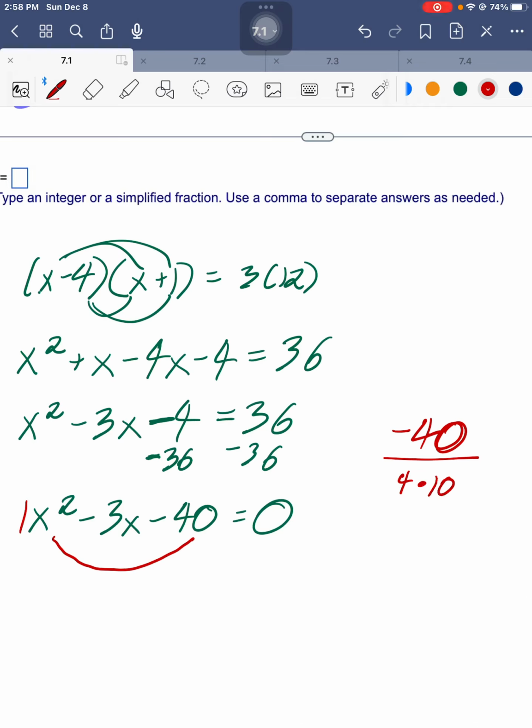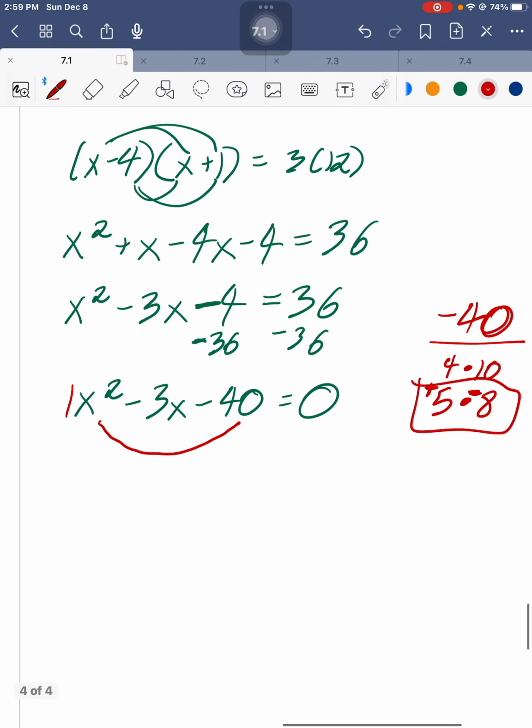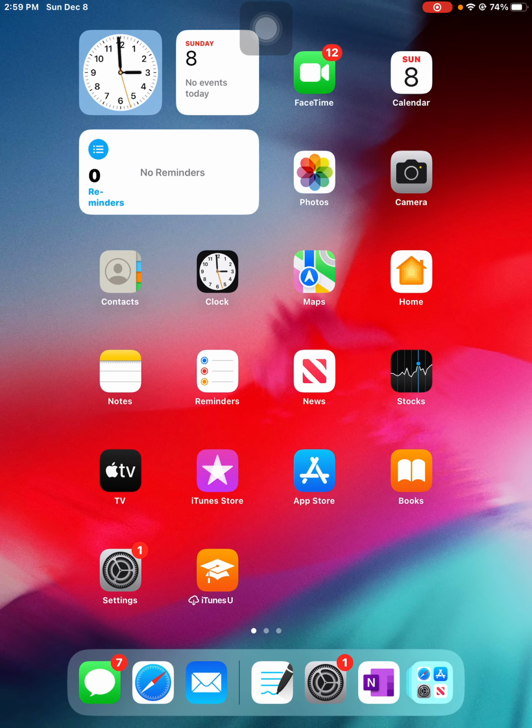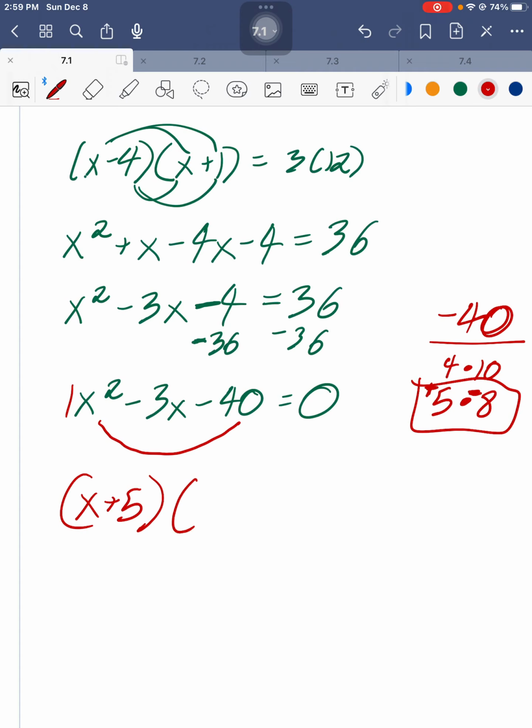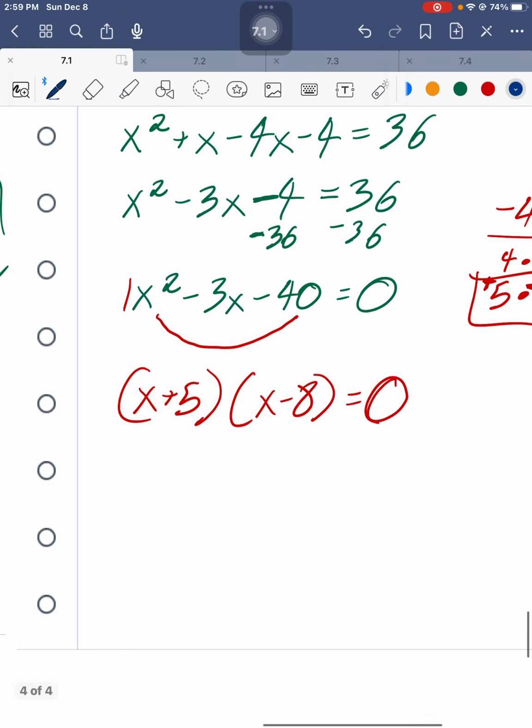So I have 4 times 10, but nothing adding gives me that negative 3. What about 5 times 8? Well, yeah, I can get negative 3 with the 5 and the 8 because I can do positive 5 and negative 8. Guys, what is 5 plus negative 8, which is really just 5 minus 8? That's negative 3. And what's positive 5 times negative 8? Negative 40. So these are my two answers. So now I'm going to have x plus 5 and x minus 8 equals 0.